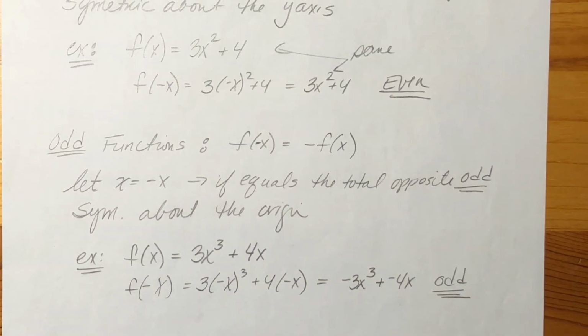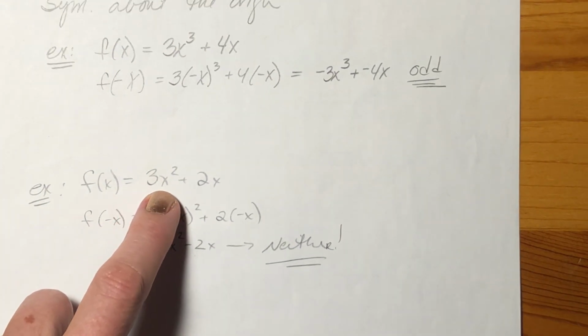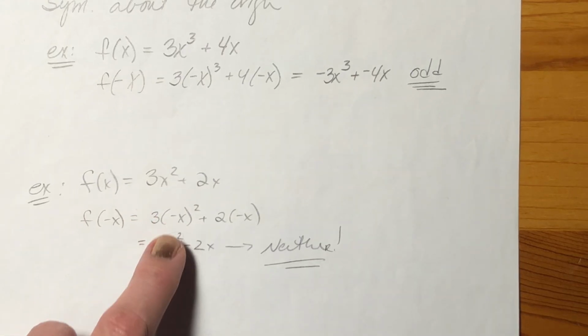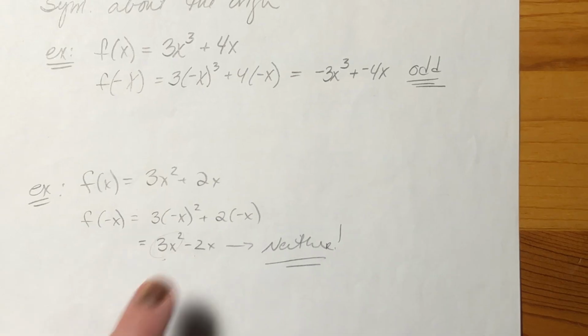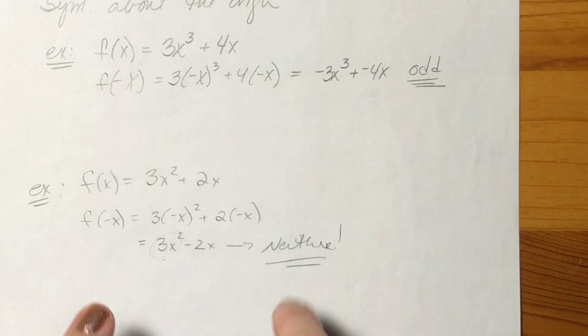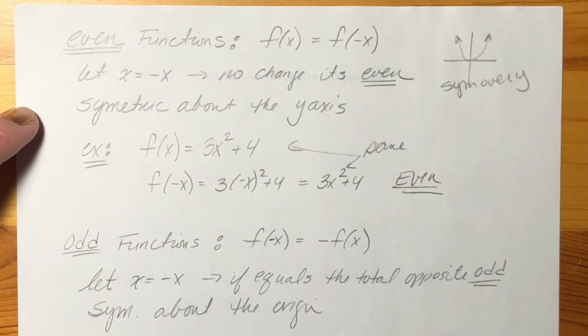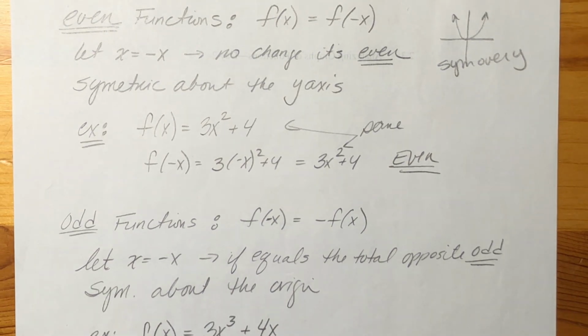Now, not every function is even or odd. There are lots and lots of functions that would be neither. So I had this example ready for you, 3x squared plus 2x. If I replace x with the opposite of x, do you notice how one term changes and the other term does not? 3x squared doesn't change at all. So this would be neither. The majority of the functions you're going to work with are going to be neither, okay? But even and odds are the big ones, okay?